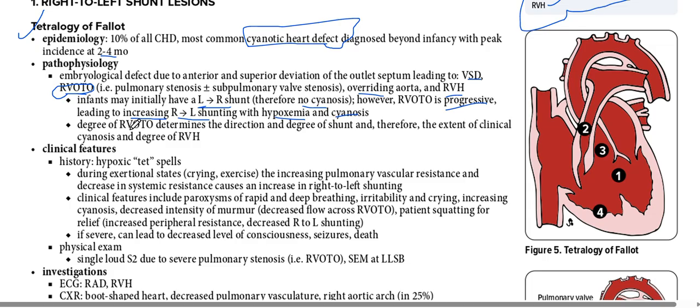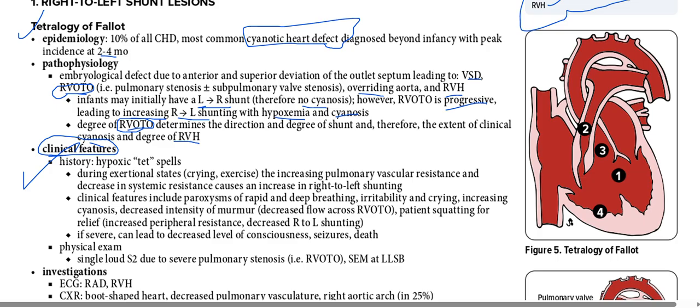The degree of right ventricular outflow tract obstruction determines the direction and degree of shunt, and therefore the extent of clinical cyanosis and the degree of right ventricular hypertrophy. So because of this shunting there will be cyanosis, and also right ventricular hypertrophy. Now something important to remember is the clinical features of tetralogy of Fallot.